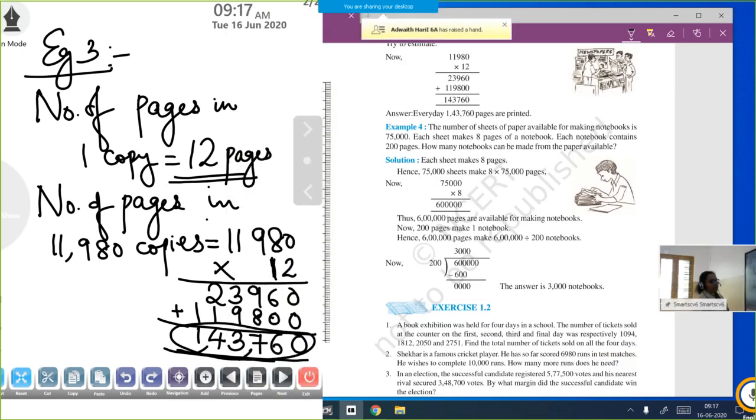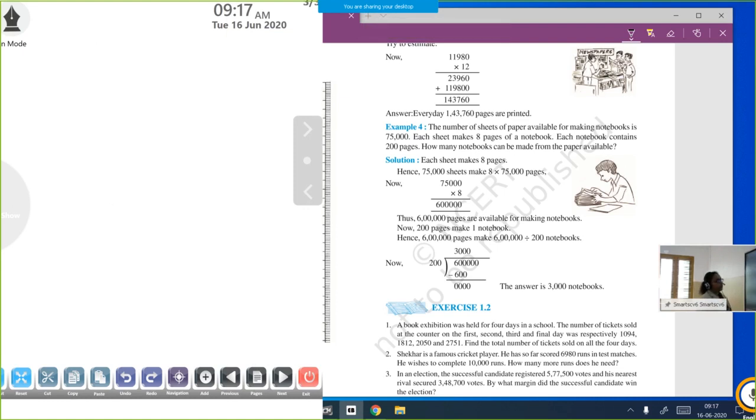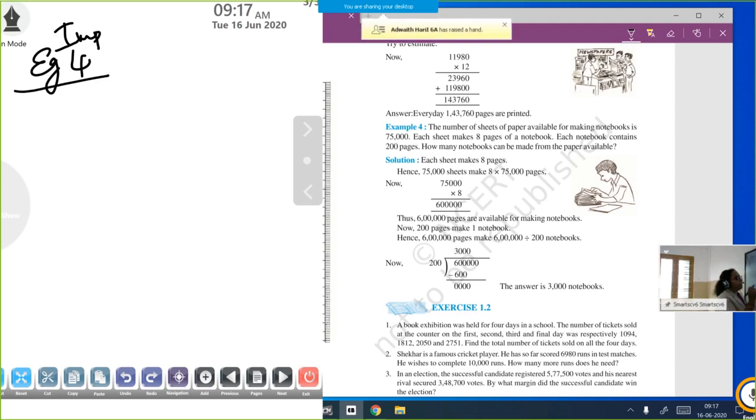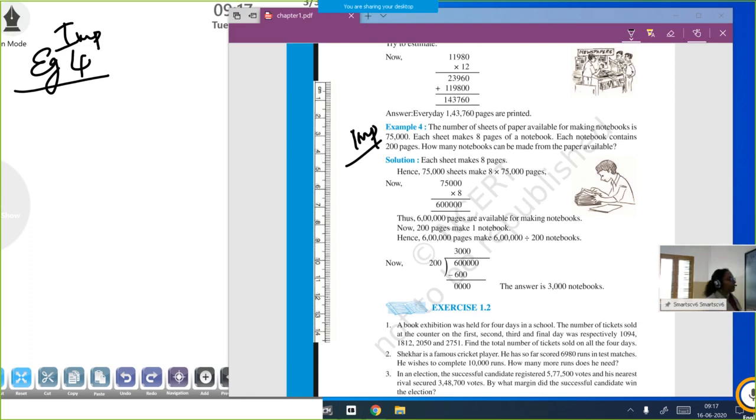Next children, example number 4. Okay. That is a very important question. Example number 4. In the textbook, teacher is going to read that question. That is an important question. Teacher wrote it there as important. What is the question, children?